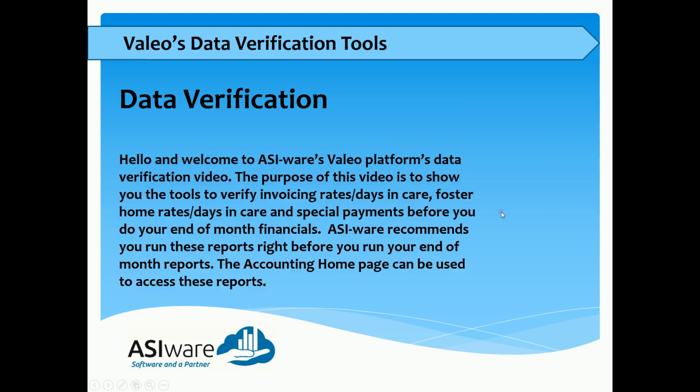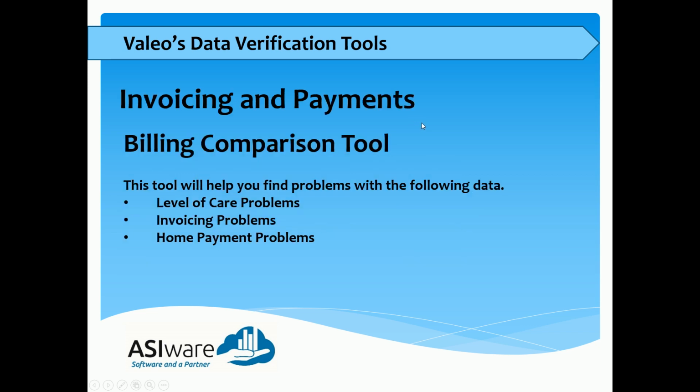We're going to be looking at three things during the video. We're going to be looking at the billing comparison tool. This tool will help you find problems with the following data: if there's level of care problems, if there's invoicing problems, or if there are home payment problems. Any problems in these areas will show up pretty blatantly on the report.